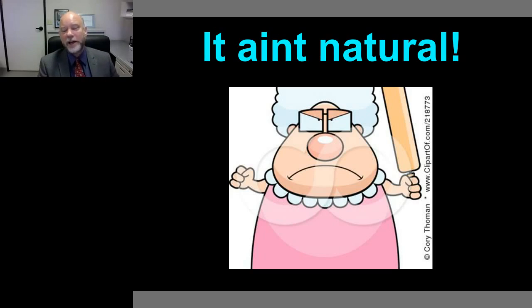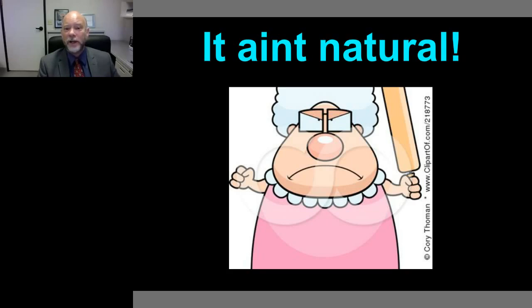A counter argument to that is that reading's not natural either. Reading's only about 5,000 years old. So throughout most of human history, nobody read. And now a lot of us spend a lot of our waking hours with words or symbols. And 10,000 years ago, in terms of hunting, gathering berries, now this time reading, it's so different.